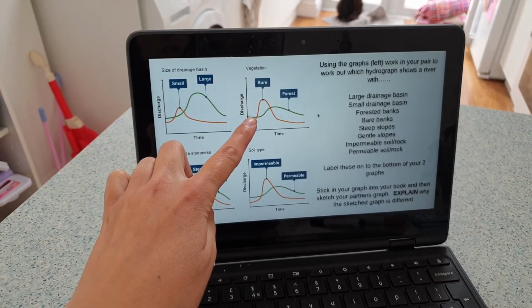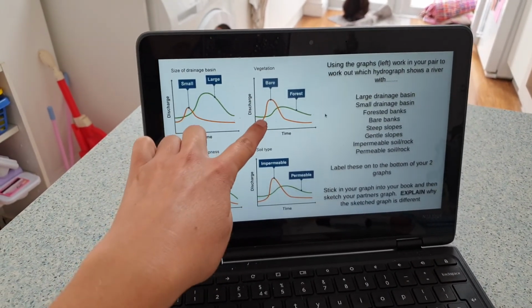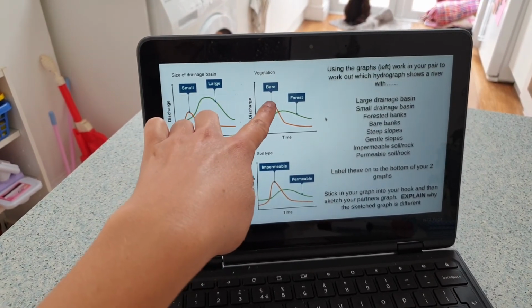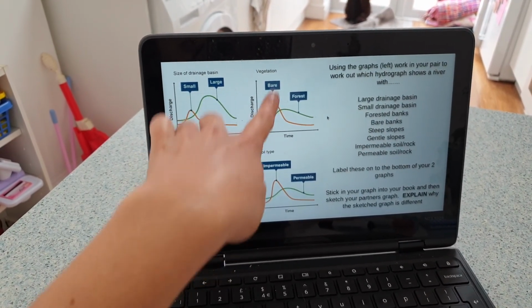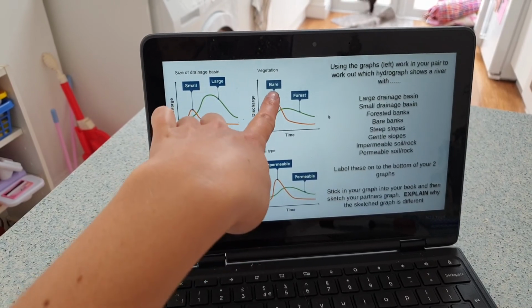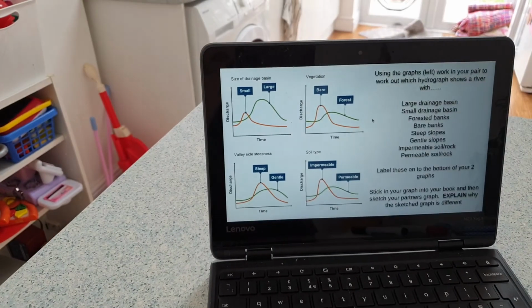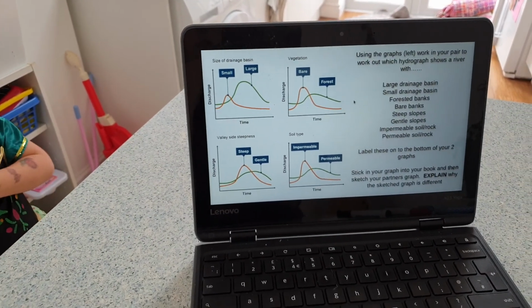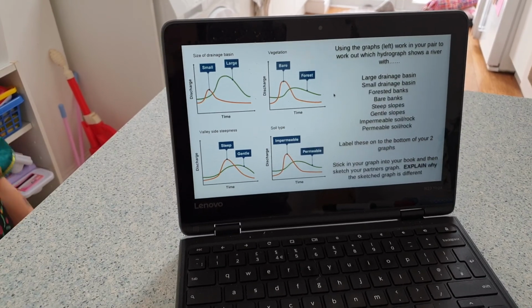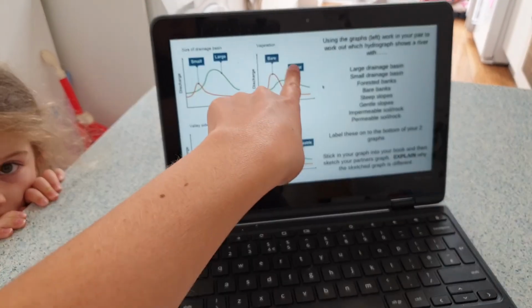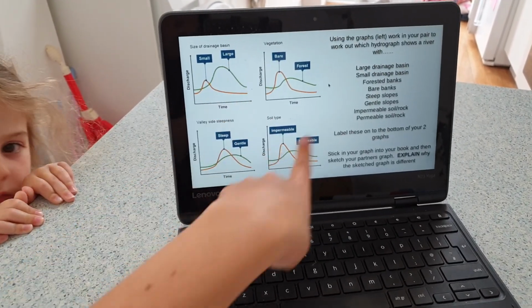Again, go to vegetation. If you've got bare soil, your water will very quickly get into the river. So you'll have a very flashy river with a very steep rising limb. So again, this one's got quite a steep rising limb. So we're assuming this one's probably got the bare vegetation and graph B's probably got the forest. That's all you need to do. Draw the two graphs and then decide which one refers to each one of these 4 things.